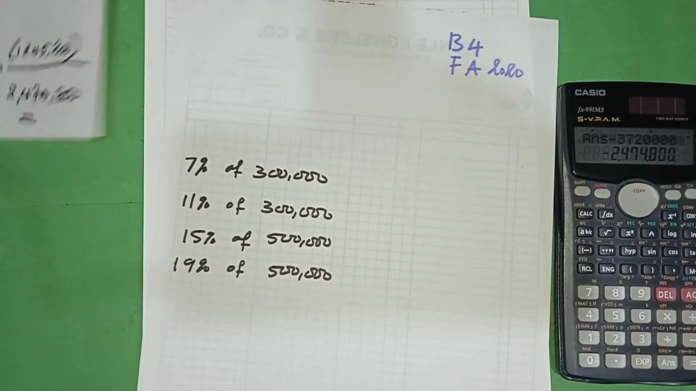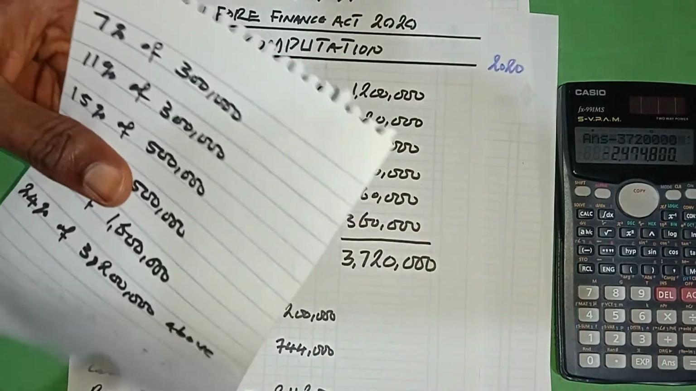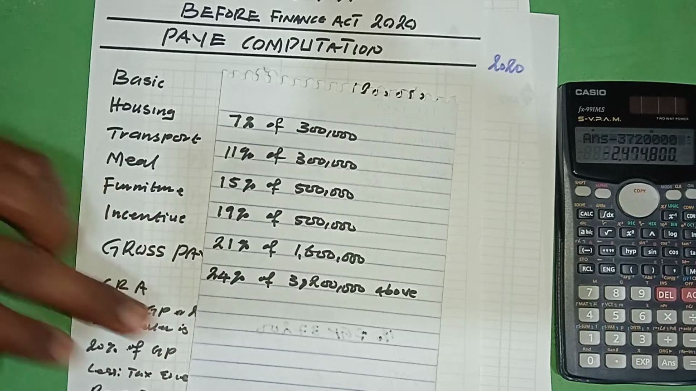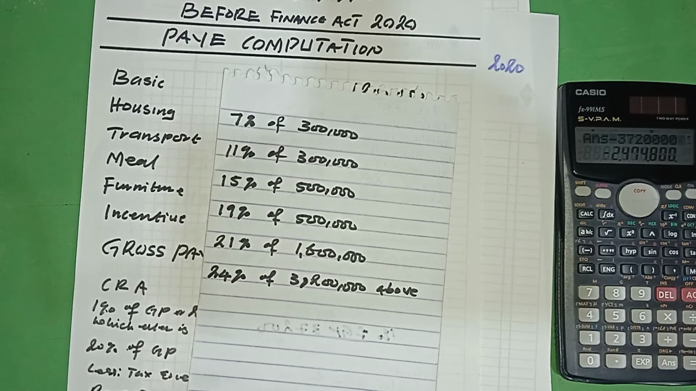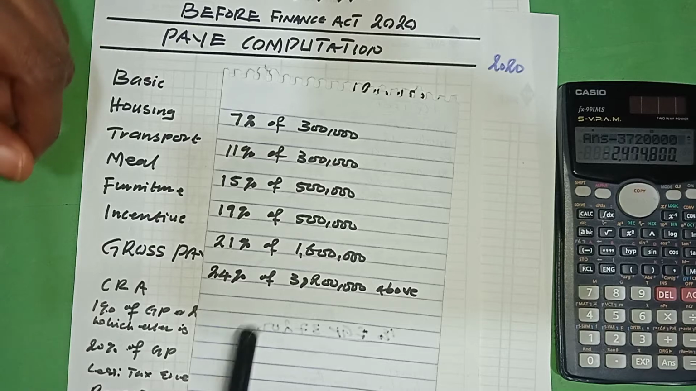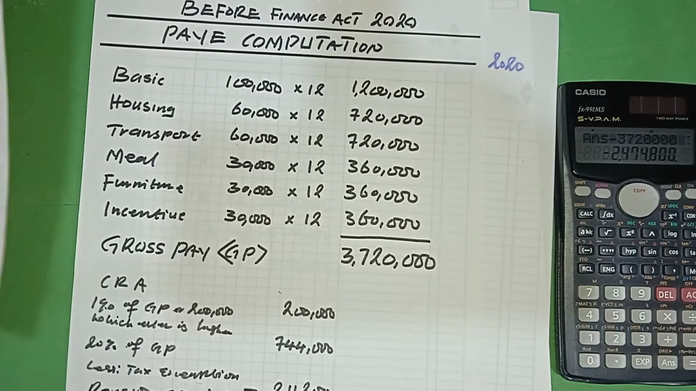Before we continue, let me show you the tax rates. This is the tax rate: 7% of the first 300,000, 11% of the next 300,000, 15% of the next 500,000, 19% of the next 500,000, 21% of the next 1.6 million, and 24% of 3.2 million and above. Any amount that is above 3.2 million, you charge 24%.